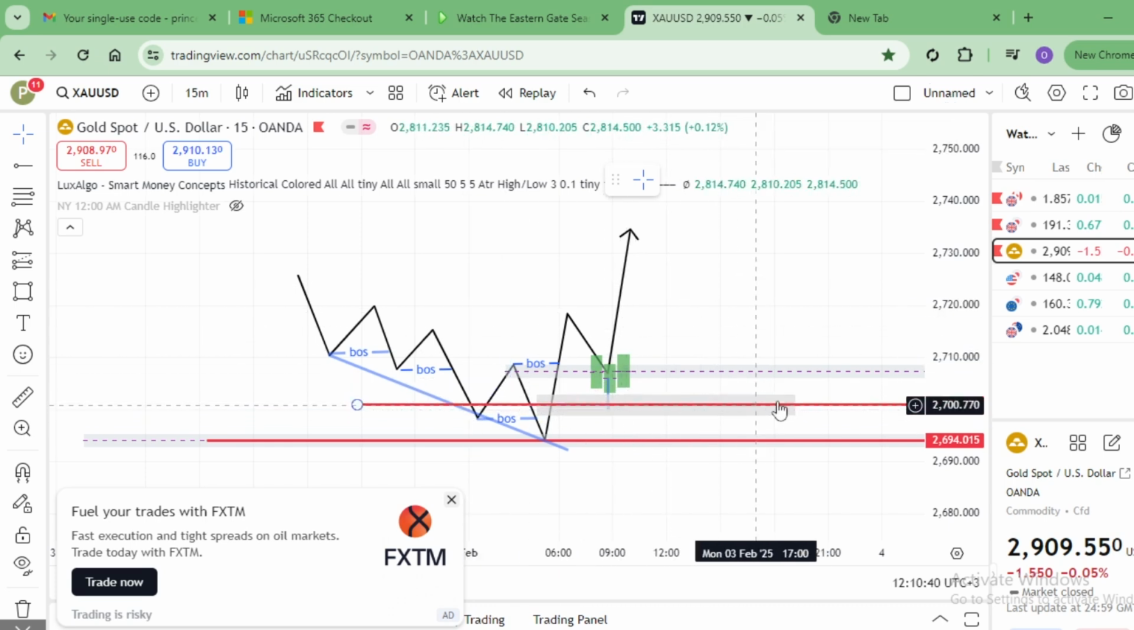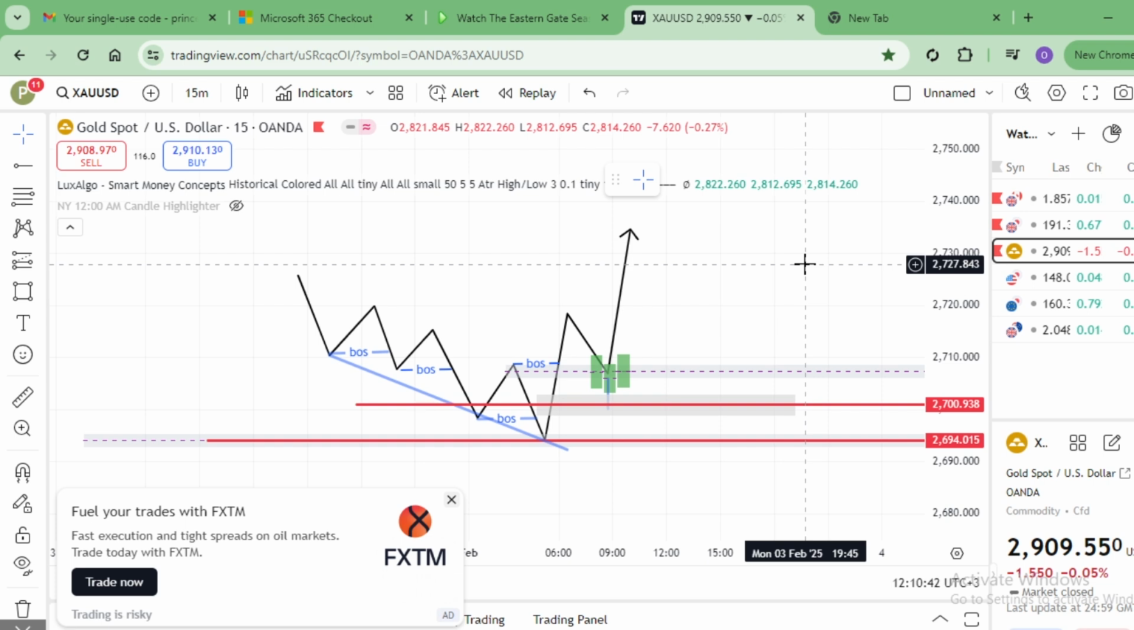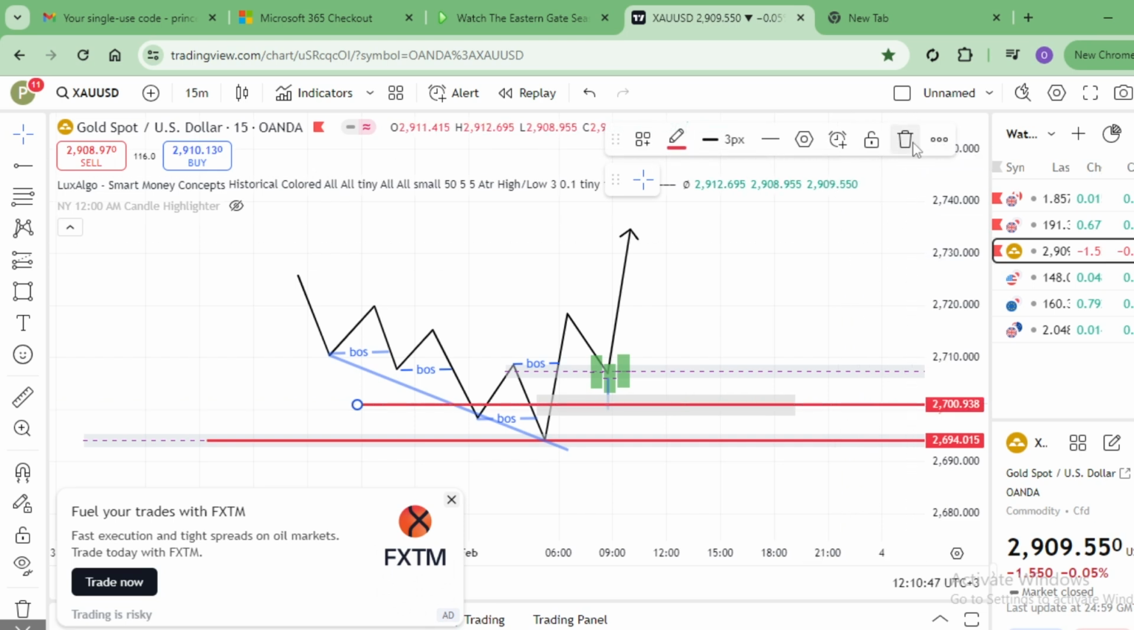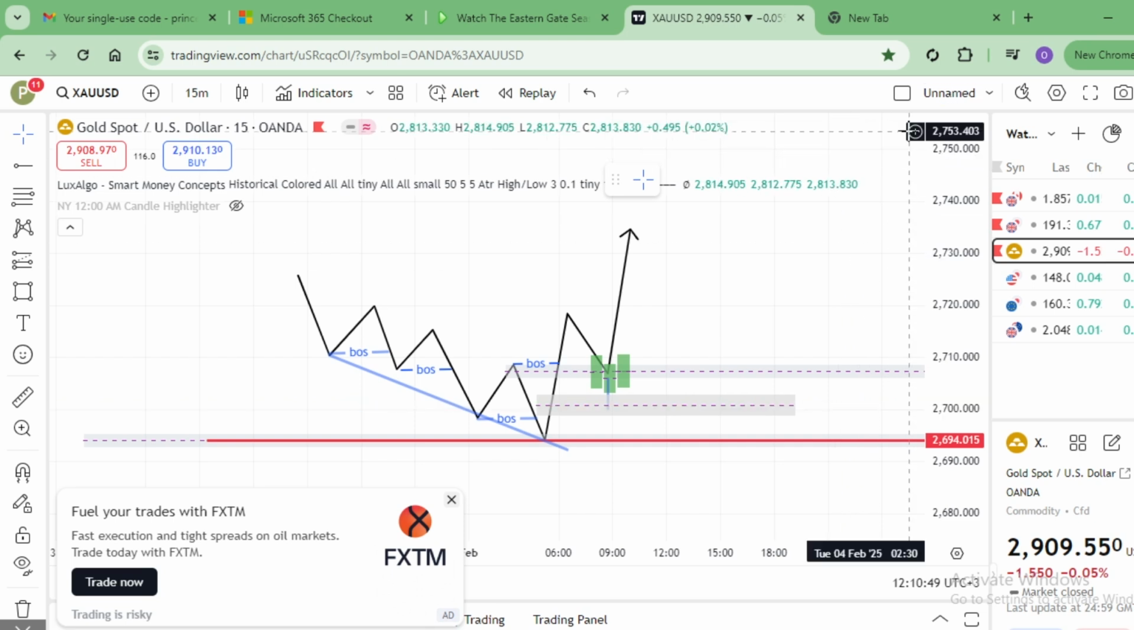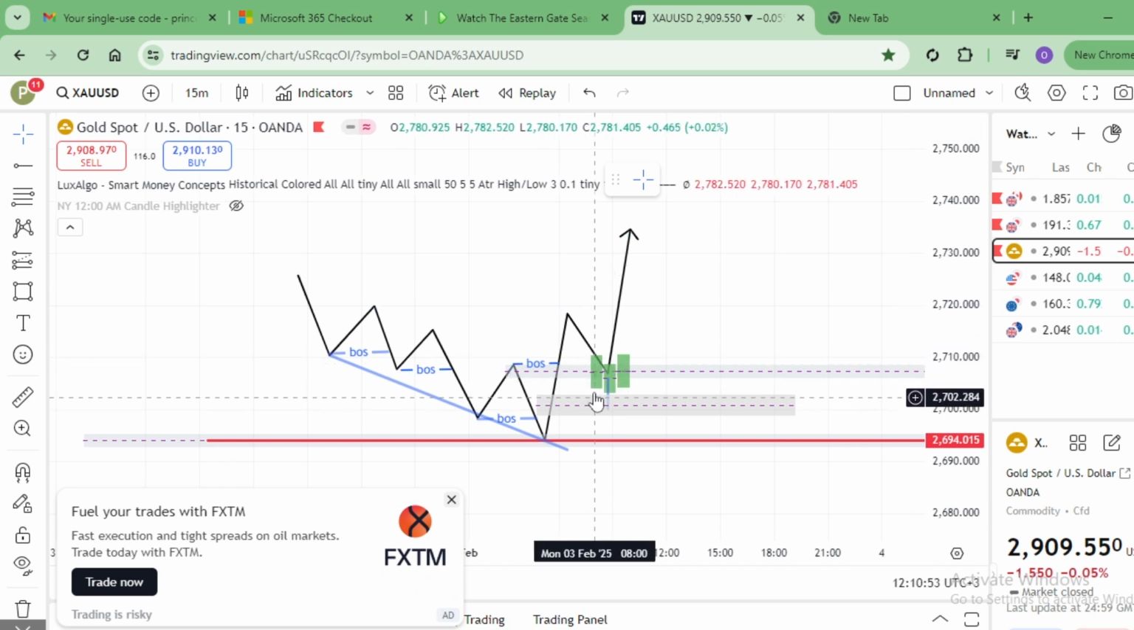This line in between here is our entry. And how do we get this entry? We get this entry using a swing low or a swing high. Okay, this is what I mean. You see these three candles here. We have 1, 2, and 3.